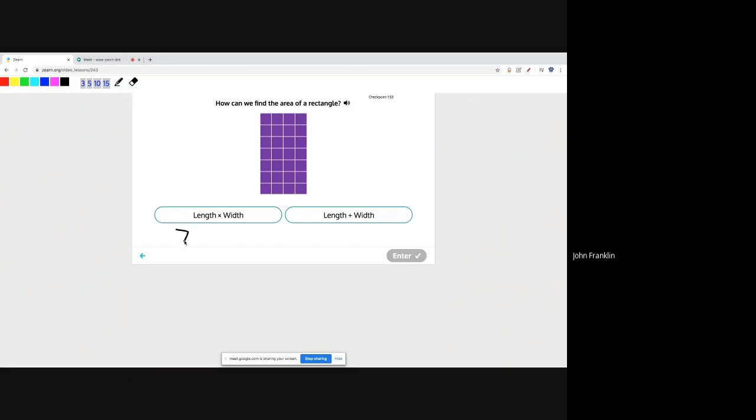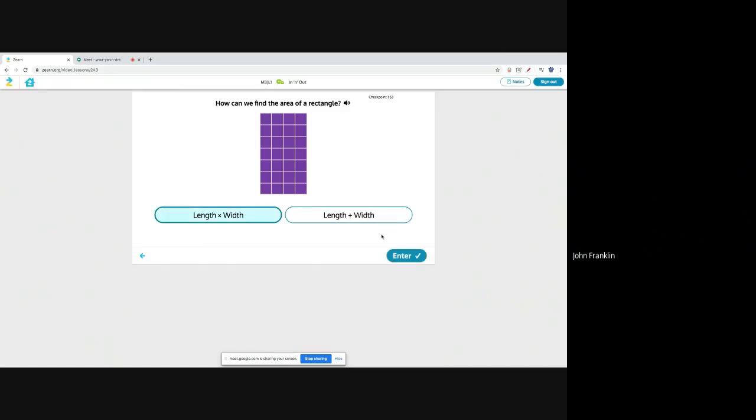Length times width would be 7 times 4. Length plus width would be 7 plus 4. This one is 28. And this one is 11. So just doing quick math, I would eliminate this one, cross it out, and I would go with this one. Okay, let's go ahead and erase and choose length times width.